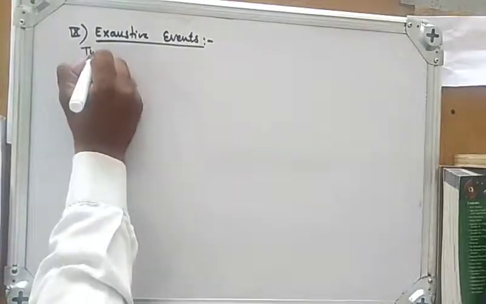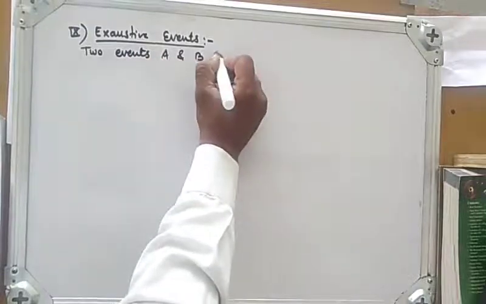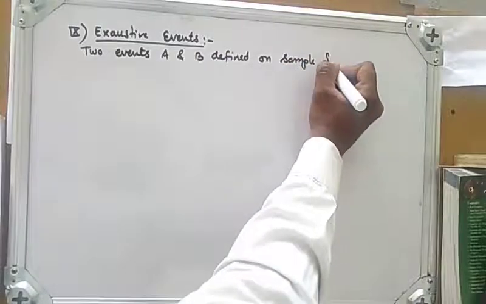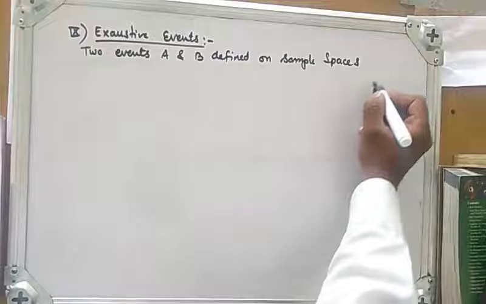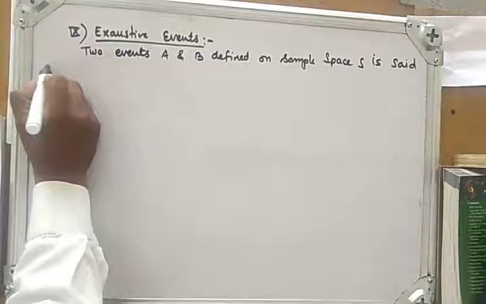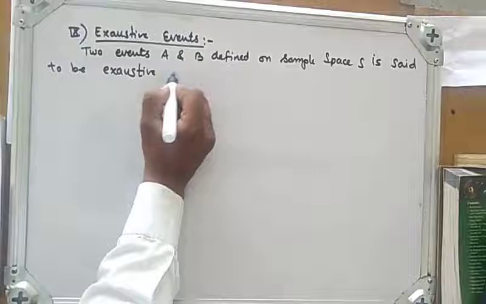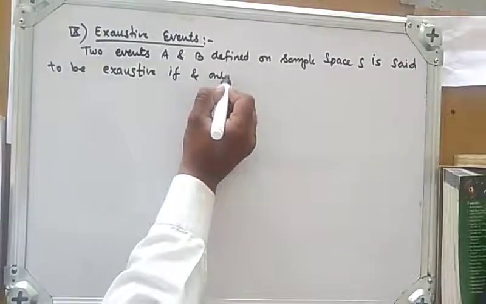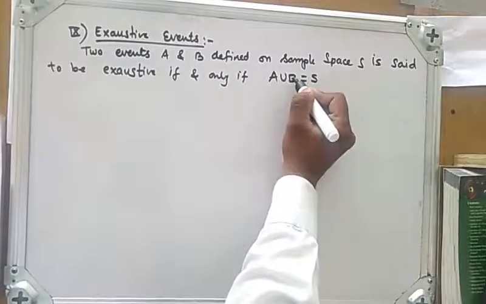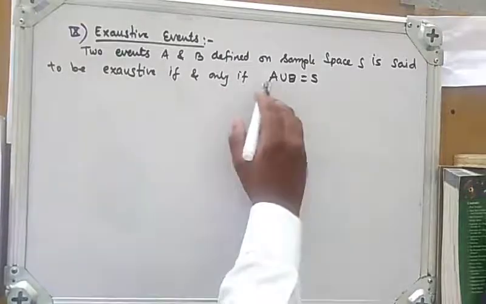So let's see the definition. Two events A and B defined on sample space S are said to be exhaustive if and only if A union B is the whole sample space. Then we say that A and B are exhaustive events. So these are only two events.